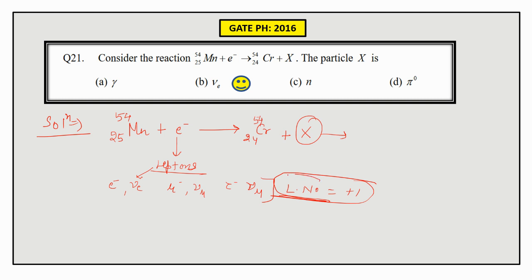So this lepton number, baryon number, these are some quantities that need to be conserved. If you are looking for any reaction to proceed, then these need to be conserved, right? So here the lepton number is plus 1, so here also it should be plus 1. So electron neutrino will be the answer. Now everything is balanced. Charge is also balanced, mass number is also balanced, atomic number is also balanced. So B will be the answer.